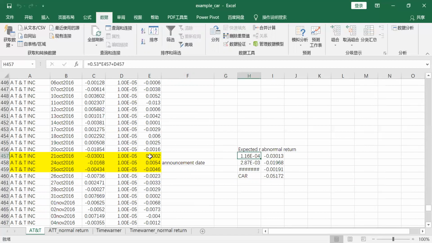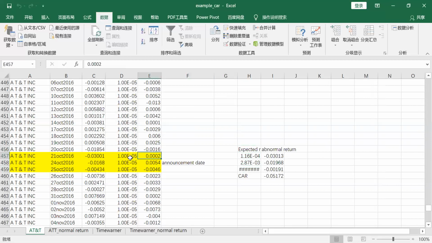Now we first calculate the expected return. How do we calculate expected return? That will be 0.53 times the market risk premium, which is this one here, plus the risk-free rate. Remember, risk premium is return minus the risk-free rate. Therefore, return equals risk premium plus the risk-free rate. So this will be the expected return of these three days.